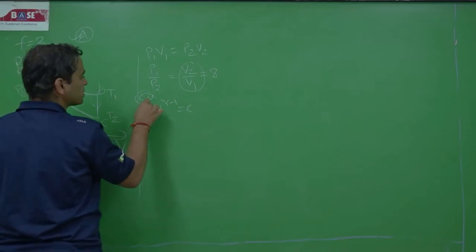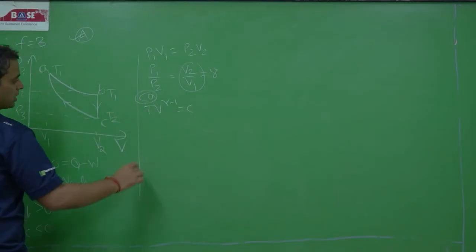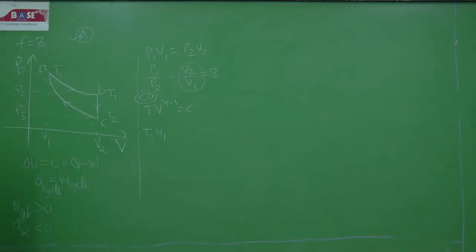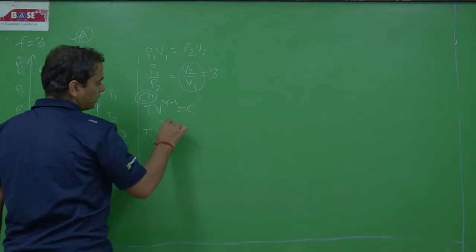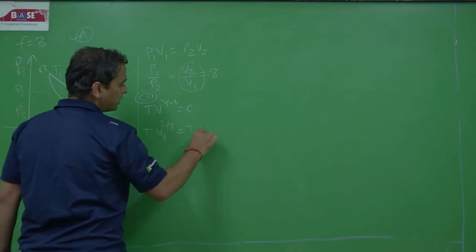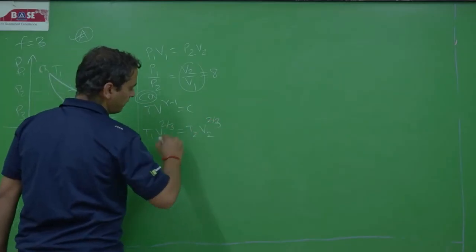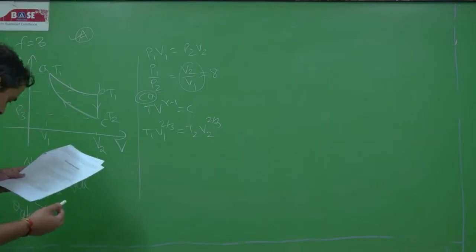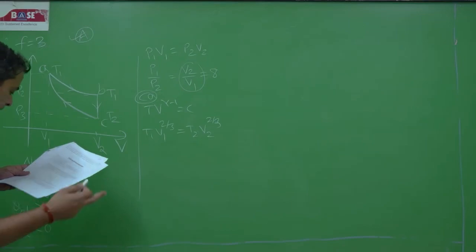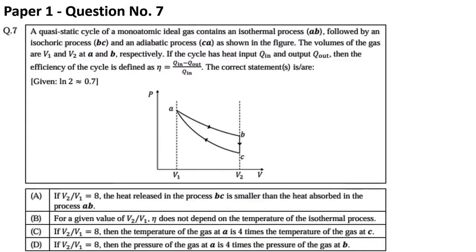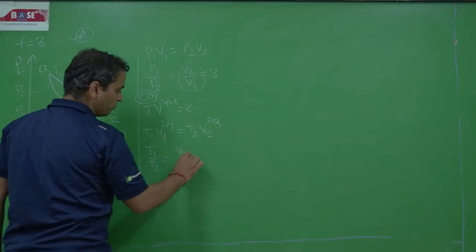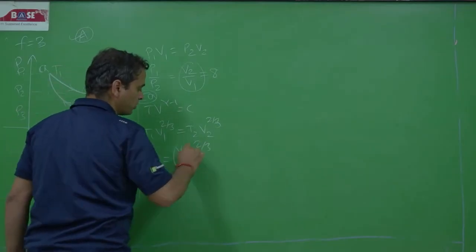TV to the power gamma minus 1 is constant. This we are talking about process CA, right? So I could say T1 V1 to the power gamma minus 1. Monoatomic gas, gamma is 5 by 3, gamma minus 1 is 2 by 3. So T1 V1 to the power 2 by 3 equals T2 V2 to the power 2 by 3. So we get T1 and T2. They are asking us to compare the temperature at A by the temperature at C, so T1 by T2 is what they are asking. T1 by T2 is V2 by V1 to the power 2 by 3.